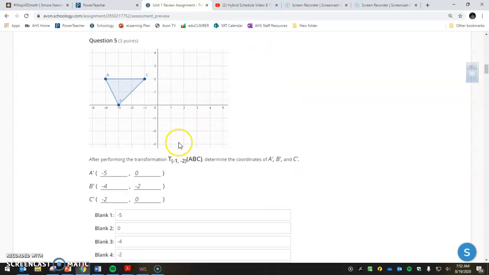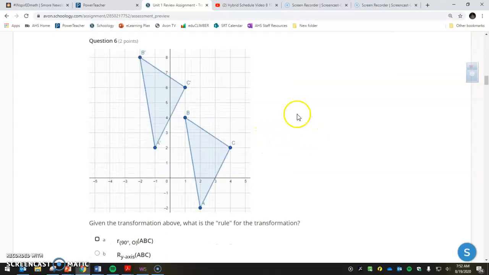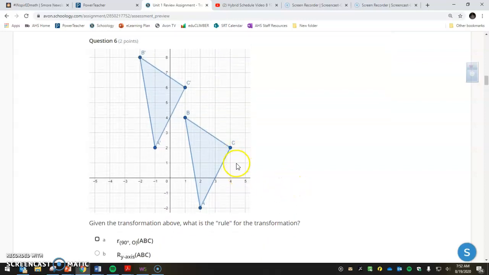All right. Question 6. Question 6 says, given the transformation above, what is the rule for the transformation? So again, this figure is just sliding to a new home, so it's a lot like question 4.